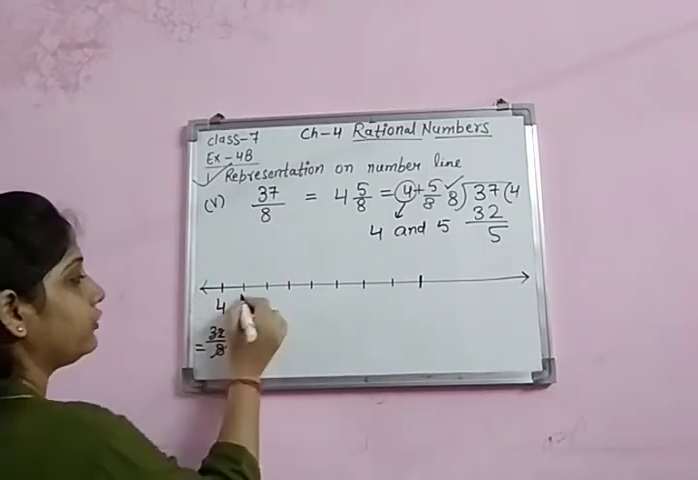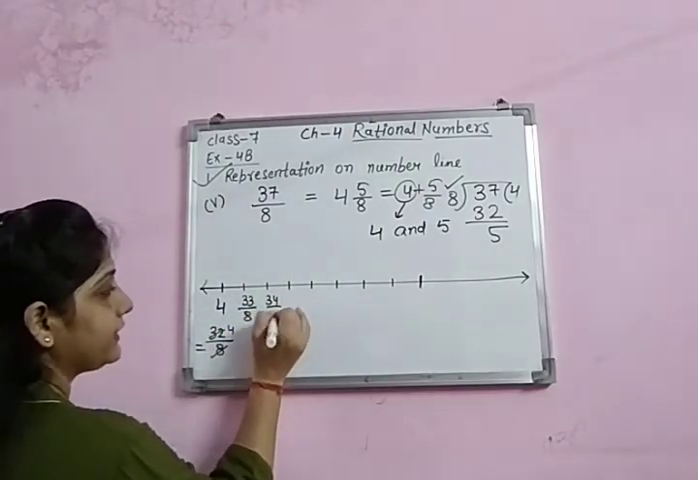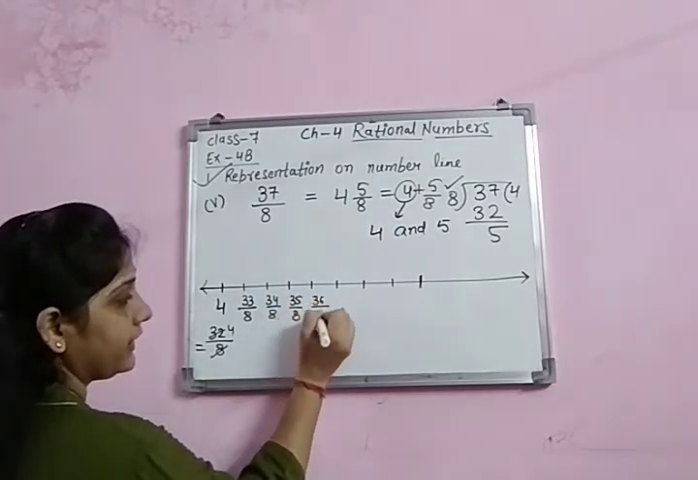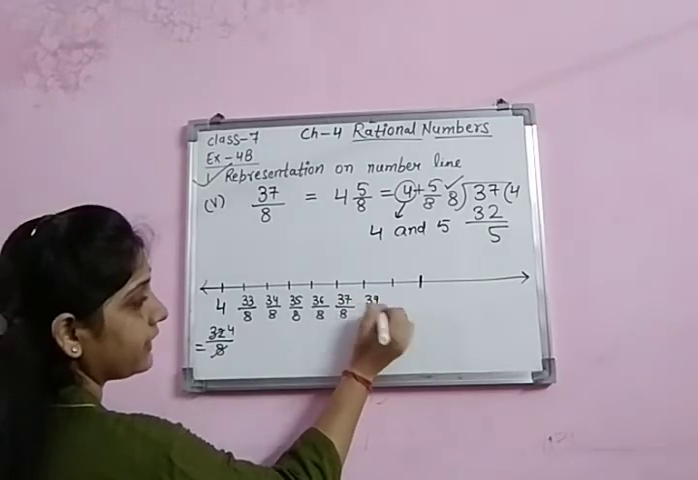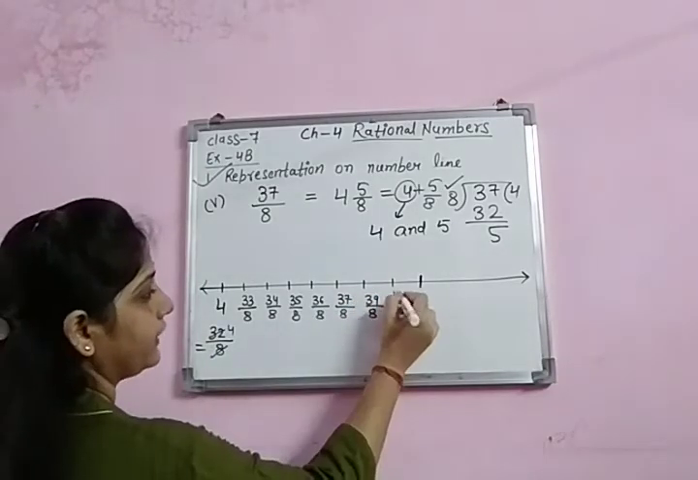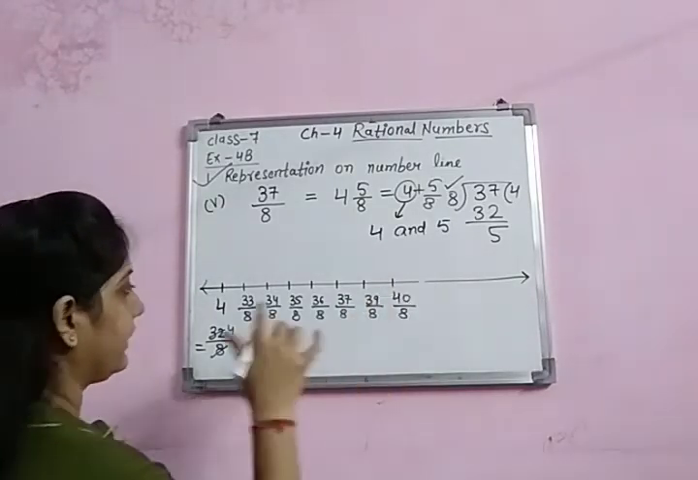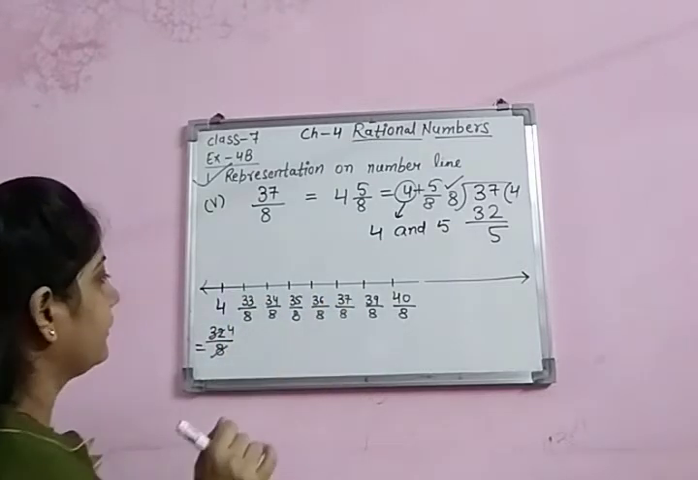So if it is 32 by 8, this is 33 by 8, 34 by 8, 35 by 8, 36 by 8, 37 by 8, 38 by 8, 39 by 8, and 40 by 8. Sorry, I have done extra. 3, 4, 5, 6, 7.